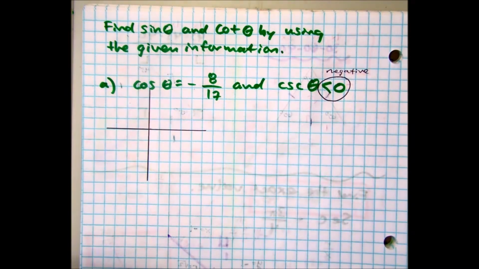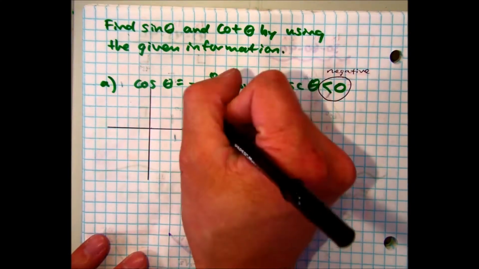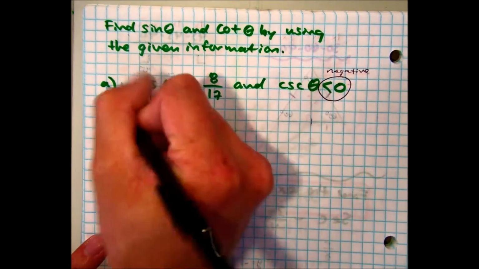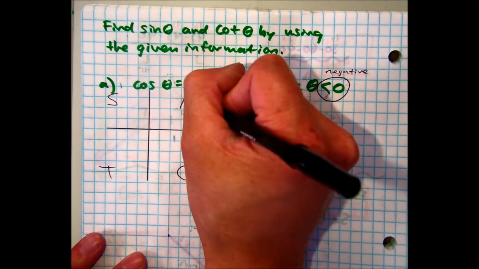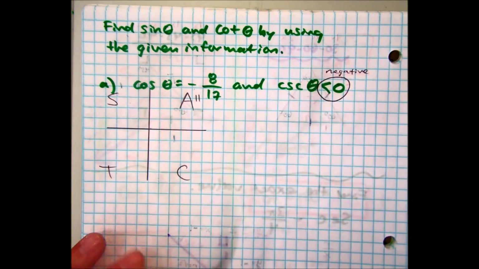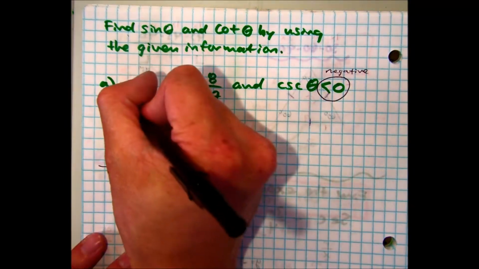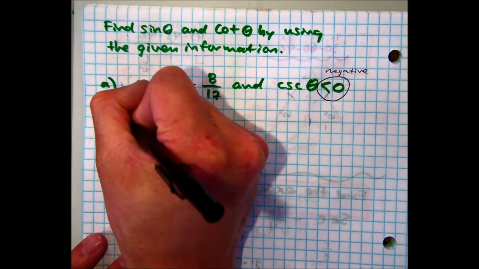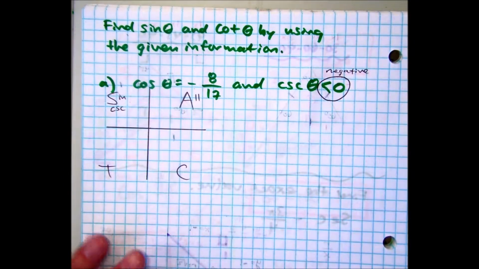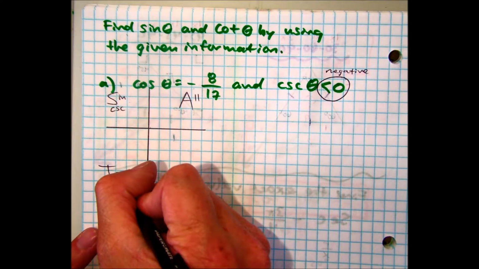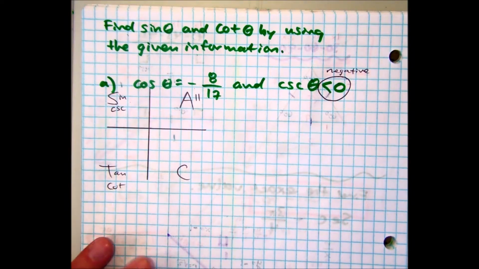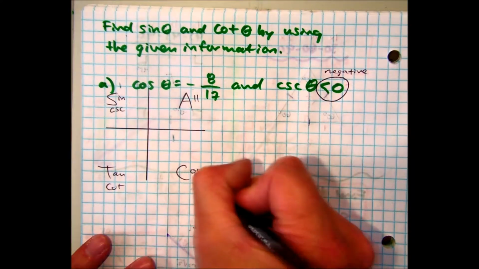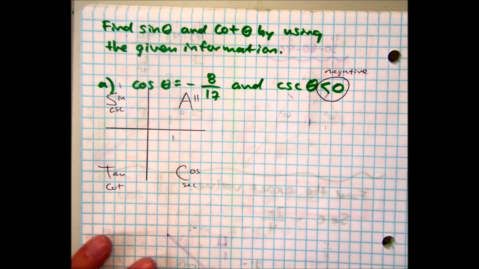Well, I can think of an acronym that can help me: All Students Take Calculus. A stands for all trig functions are positive. S stands for sine and cosecant are positive. T stands for tangent and cotangent are positive. C stands for cosine and secant are positive.